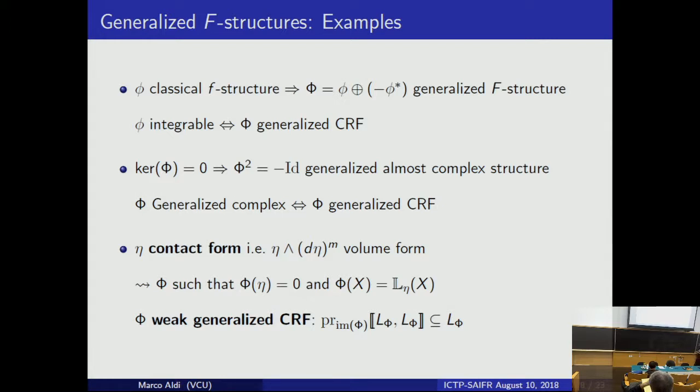So this allows you to go beyond the generalized CRF structure and include geometrically interesting things like contact structures. If you stay within CRF structures, then the only thing that you can do is essentially cosymplectic, at least in codimension 1, it's cosymplectic structures as opposed to contact.